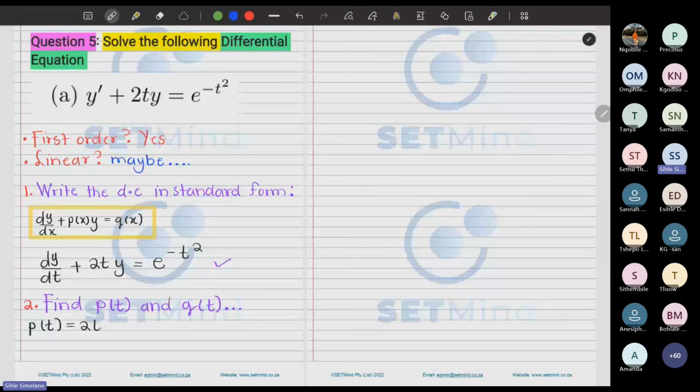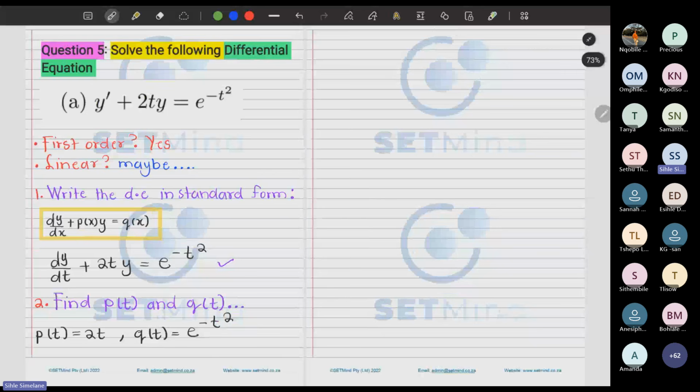What is q of t? e to the power negative t squared. Okay, let me quickly check something. So you said q of t is e to the power of negative t squared. Okay, done with that. And then we are done with the step.